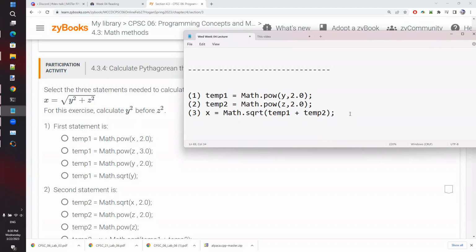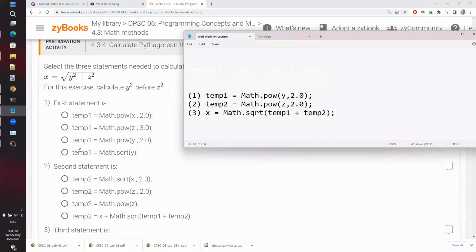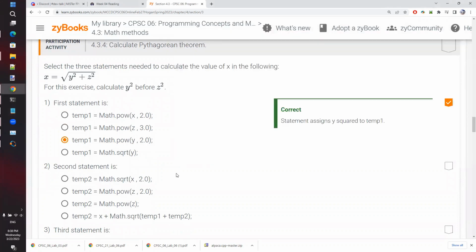Okay, so why are they doing it in 3 lines? I don't know, but they are, and they want us to figure out what they should be. So I think this is the way. So once we figured out a way to do it, then we should just find the answers over here. So the first one is Math.pow y and 2. So that's the third one here, correct?